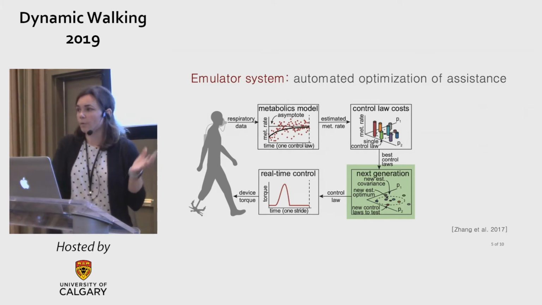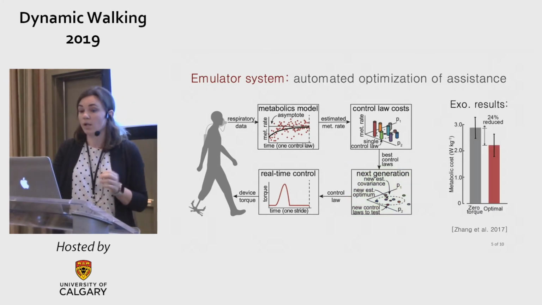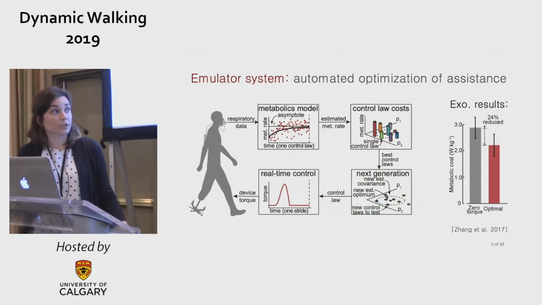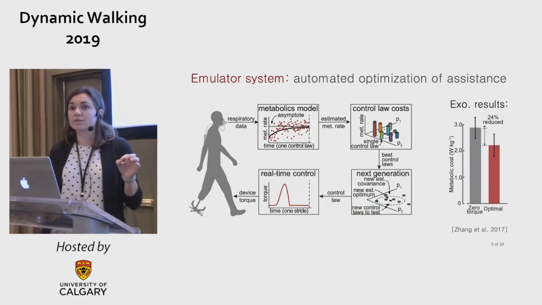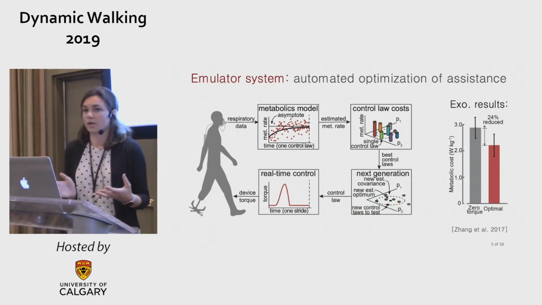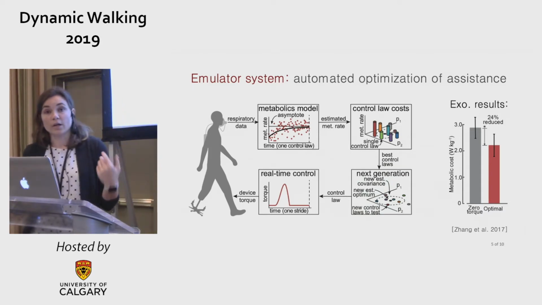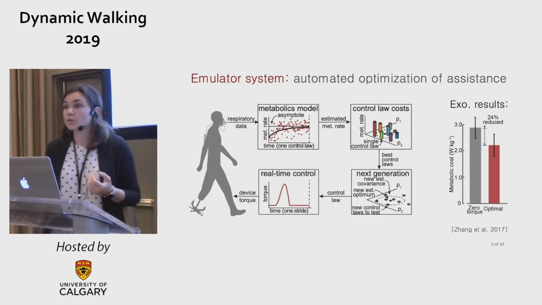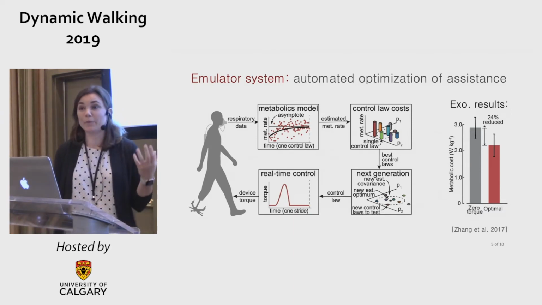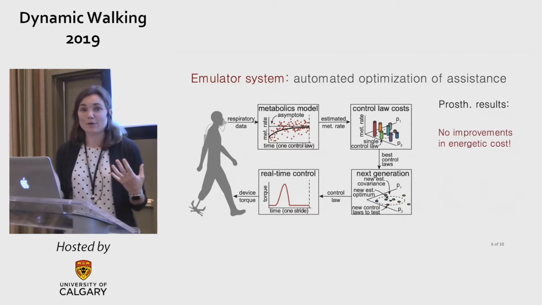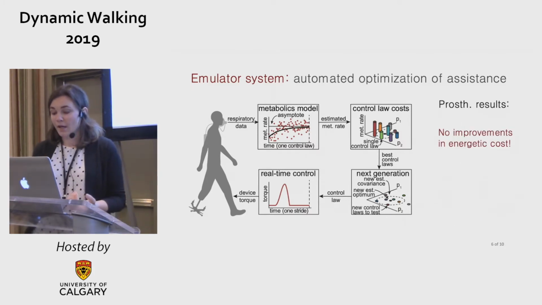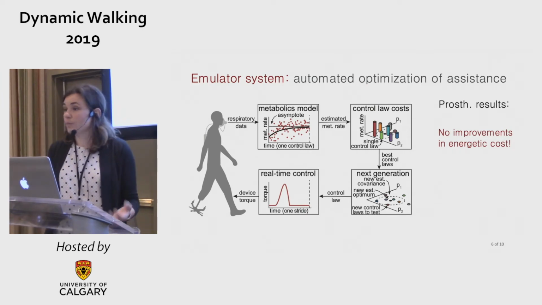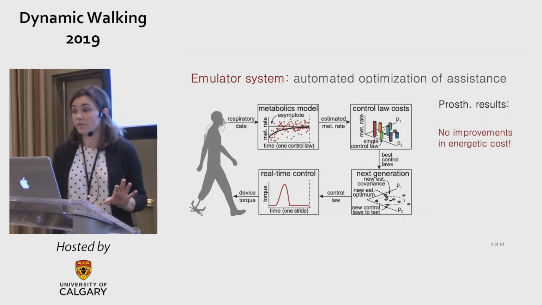We used this optimization strategy before, and it worked well with exoskeleton assistance. This is from a study a couple of years ago where exoskeleton assistance for unimpaired individuals was optimized, and on average users reduced energy expenditure by about 24%. So this approach works. But when we applied it to the prosthesis, we saw no improvements in energy cost. And so we thought, okay, we have a different system and a different user group, maybe there are certain things about this approach that we need to modify.